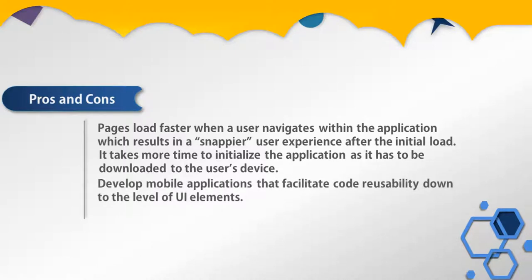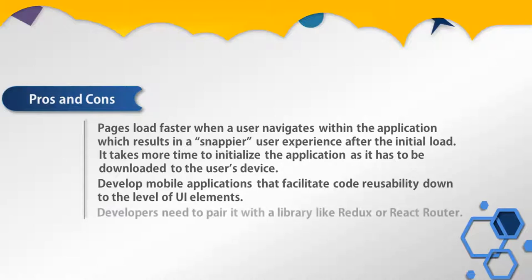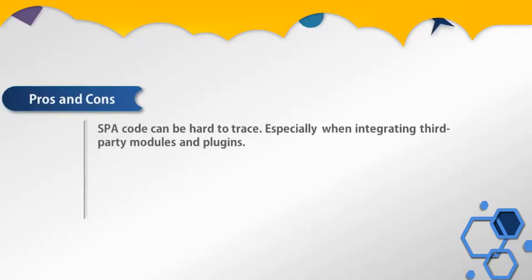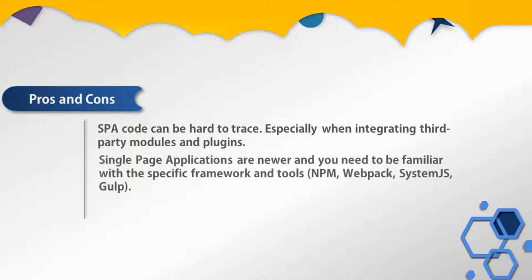Single page applications require the user to have JavaScript turned on. Single page application frameworks can be used to develop mobile applications that facilitate code reusability down to the level of UI elements. Single page applications can be hard to track, especially when triggering third-party modules and plugins. Single page applications are newer and you need to be familiar with the specific frameworks and tools like npm, webpack, system.js and gulp. So these are a few pros and cons of using single page applications.